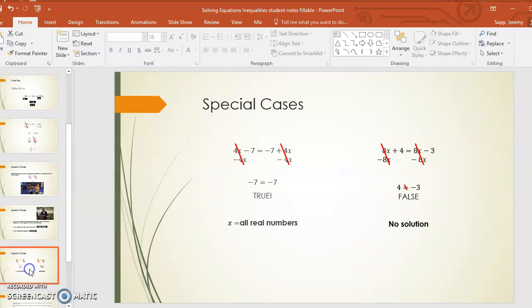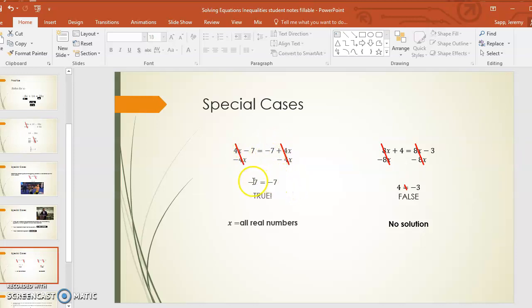Let's look at another problem. So here are my two special cases. I've got 4x minus 7 is equal to negative 7 plus 4x. So again, I want to move the x to get them on the same side. So it's a positive 4x. When I move it, I'm going to subtract 4x on both sides. And again, these cancel out and these cancel out. So you have a negative 7 on the left, you have a negative 7 on the right.